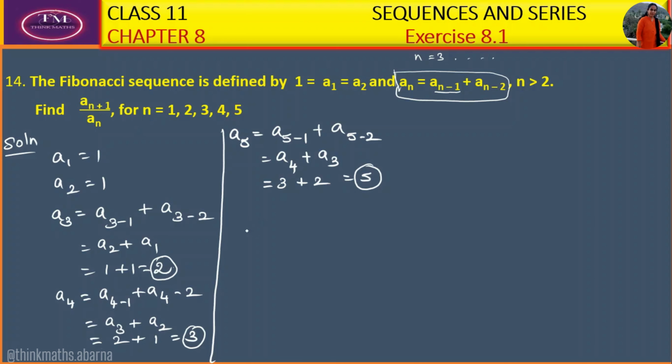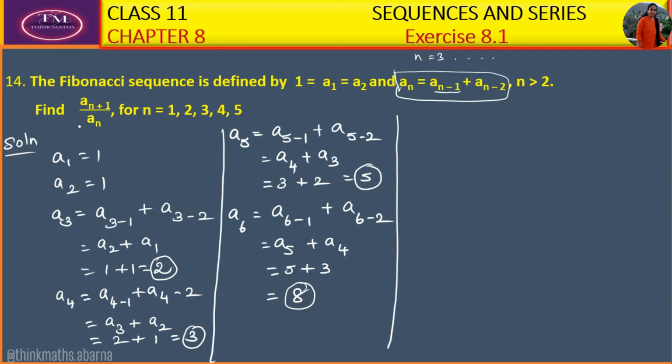So A6 equal to A6 minus 1 plus A6 minus 2. So A5 plus A4. What is A5? A5 is 5. A4 is 3. So 5 plus 3, it is 8. So we found all the values.